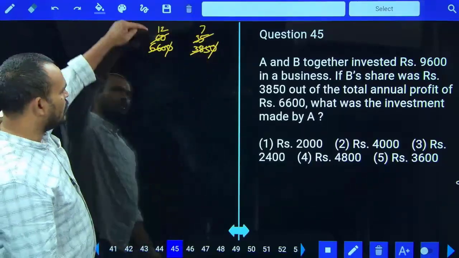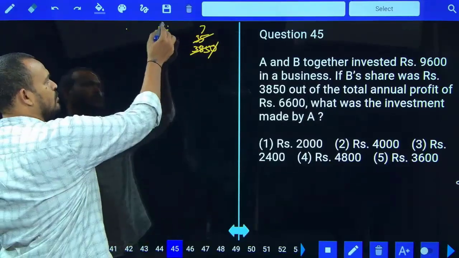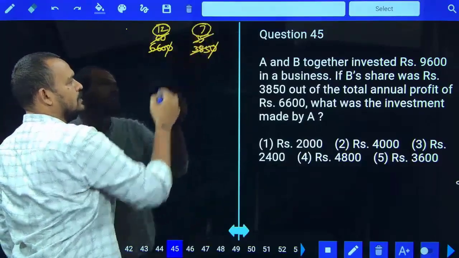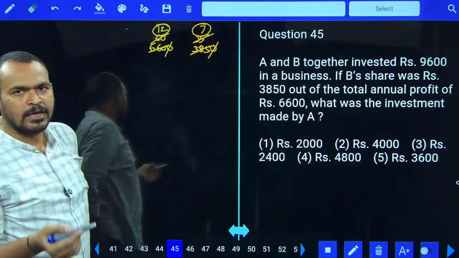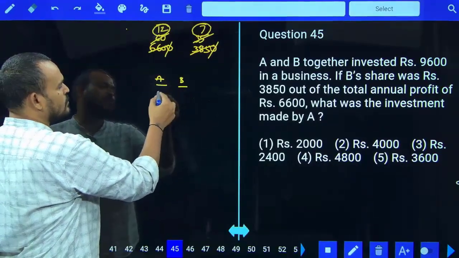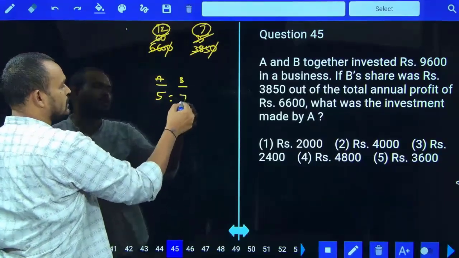What is the meaning? Out of 12 parts, B received how many parts? 7 parts. Means total profit is how many parts? 12 parts. Out of the 12 parts, B received 7 parts. What is the remaining profit? A's. Then A and B's profit ratio is how much? 5:7.